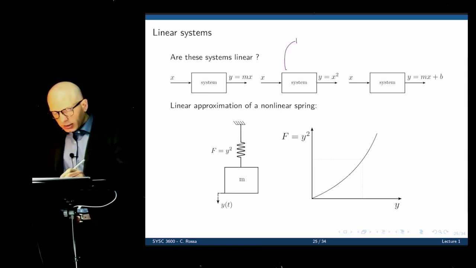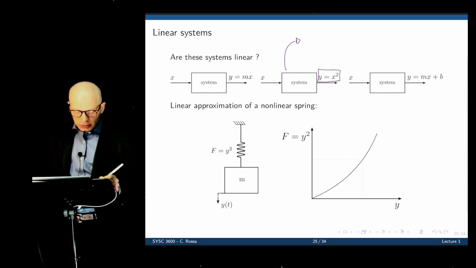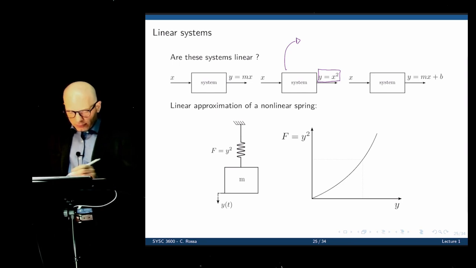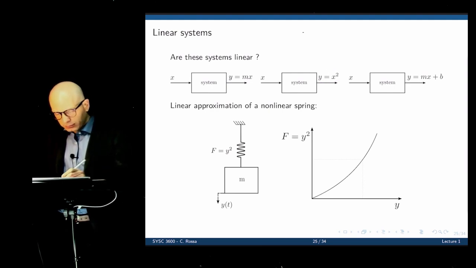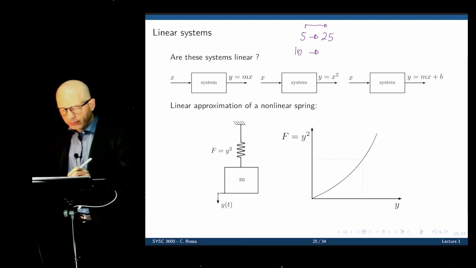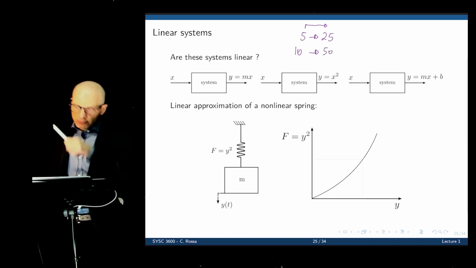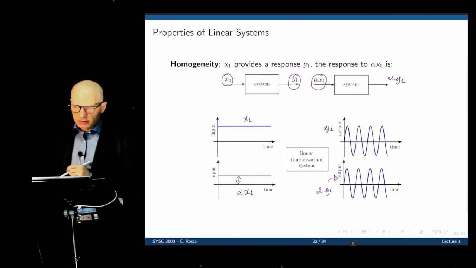Well, clearly this one is not linear, because we see the output of this system is simply the input squared. So if the input of this system is 5, let's say, if it was an electrical system, we give an input of 5, the output would be 25. If you now give an input of 10, if the system was linear, we should expect to see a factor of 5. Now we should be able to see 50. But the system is not linear because it's giving at the output 100. So the first condition that we saw right here is not respected. The system is not linear.